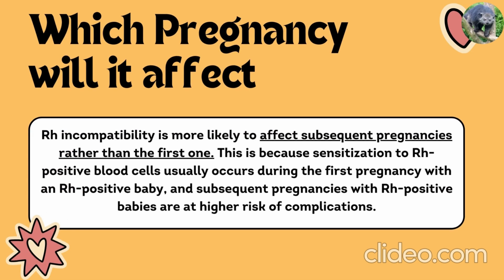Incompatibility is more likely to affect subsequent pregnancies rather than the first one. This is because sensitization to Rh positive blood cells usually occurs during the first pregnancy with Rh positive babies, and subsequent pregnancies with Rh positive babies are at higher risk of complications. So most likely the first baby they will be having is actually safe and sound.